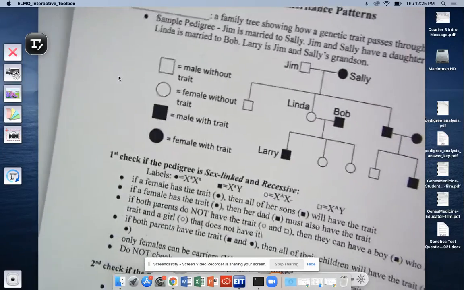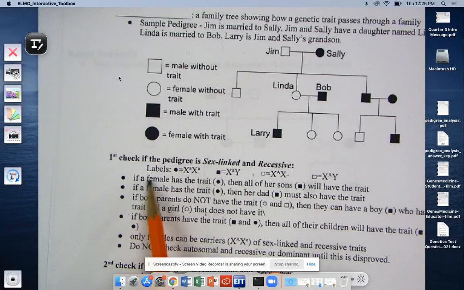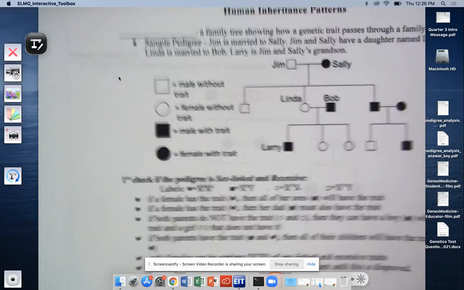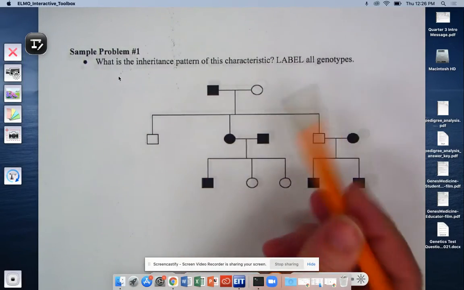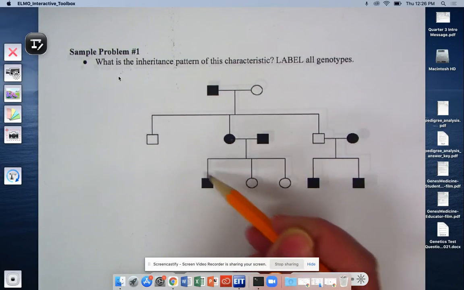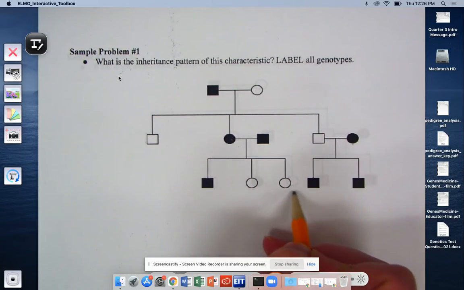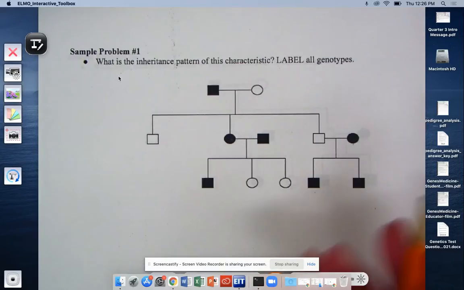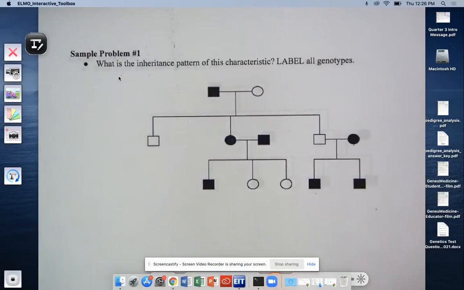If we go by this chart, we're going to start with sex-linked and recessive. So we're going to look and we're going to see if a female has the trait, then all of her sons will have the trait. So let's just look. We're looking for a female who has the trait, and then do all of her sons have the trait? This one is a yes, and here's the female with the trait, and both sons have it. So basically, that's a yes. Keep going.